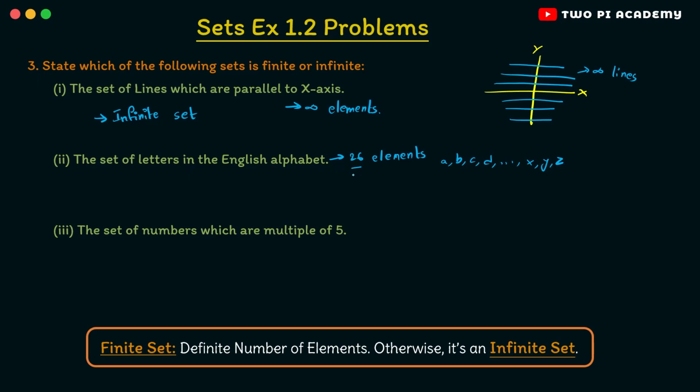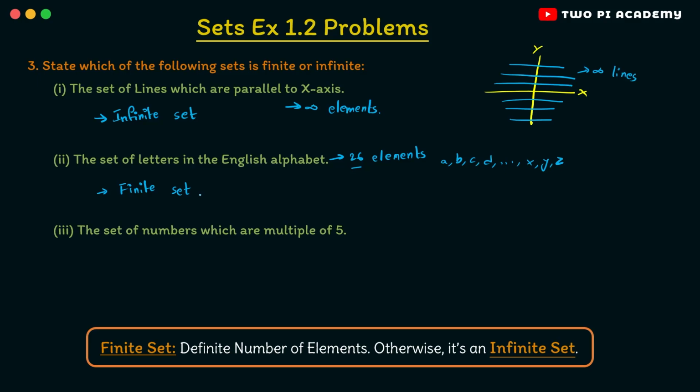So is this a definite number? Of course it is, right? This is a definite number of elements. So therefore you can say that this is a finite set. As for the reason, it is clear, right? There are 26 alphabets, so therefore it has a definite number of elements, hence it is a finite set.